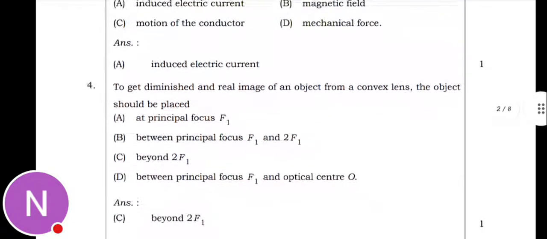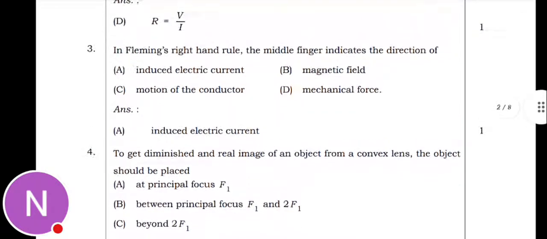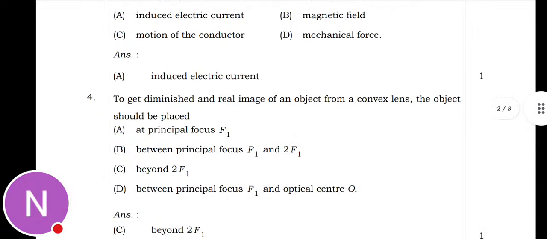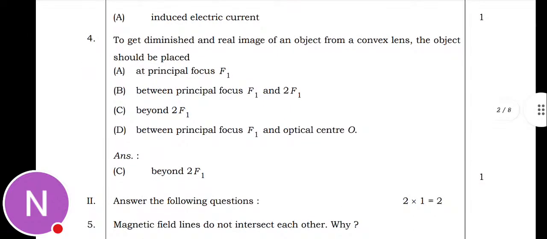Here they are asked to get a diminished and real image of an object from a convex lens. The object should be placed at the principal focus F1, or between principal focus F1 and 2F1, or beyond 2F1, or between principal focus F1 and optical center O. So the answer is it should be placed beyond 2F1. Next, the second part, they asked: answer the following questions.